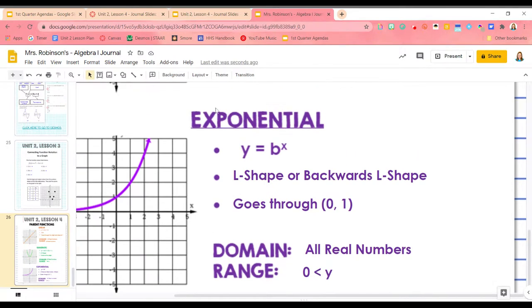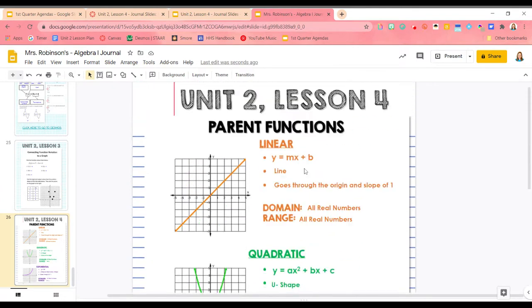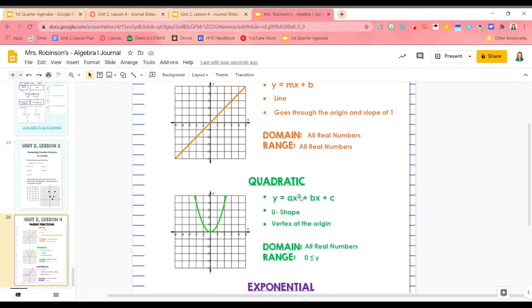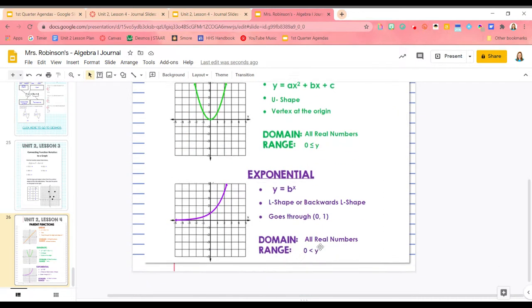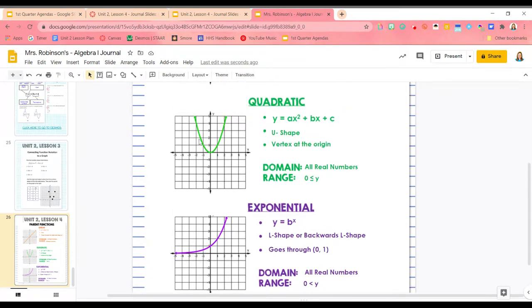So something to notice about exponentials, let me zoom out a little bit, is where's our x value here? Our variable x. Notice it is the power now. So up here, linear, x had a 1 on it. X had a squared power for quadratic, but for exponential, x is the power now, and that's why it grows so fast.